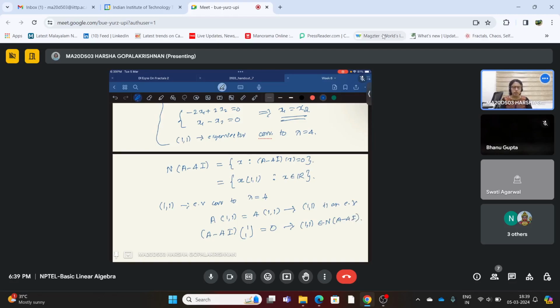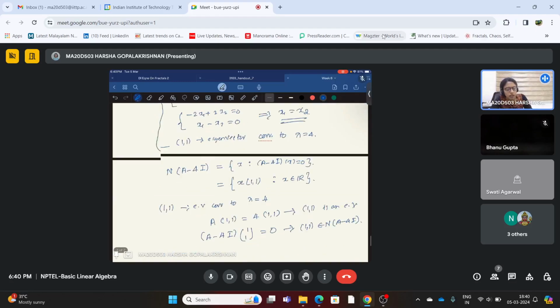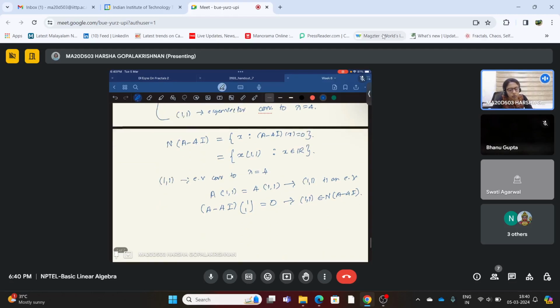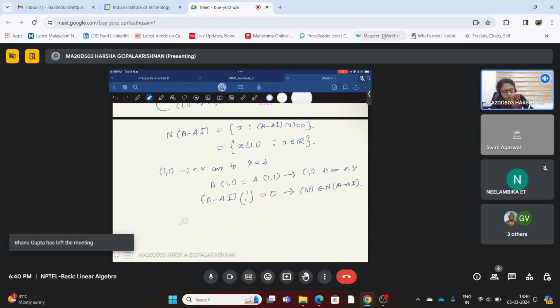Fine. So we got the null space of A minus 4i is the set of all... Other than (1, 1), nothing will belong, because we found all the solutions of (A minus 4i)x equal to 0. So only (1, 1) and its multiples are the solutions. So the null space of A minus 4i contains all the linear combinations of (1, 1). Now, can you say what is the geometric multiplicity of 4?